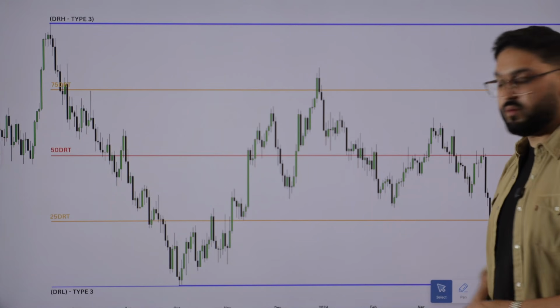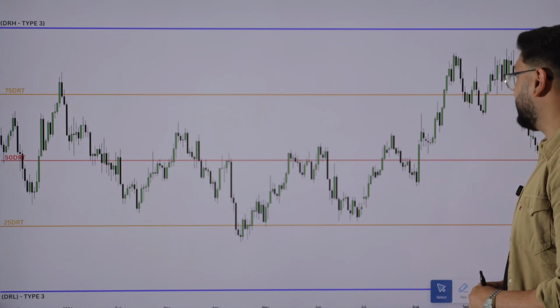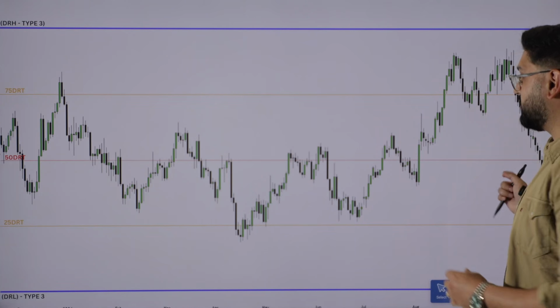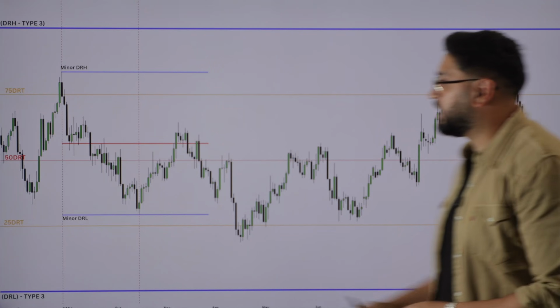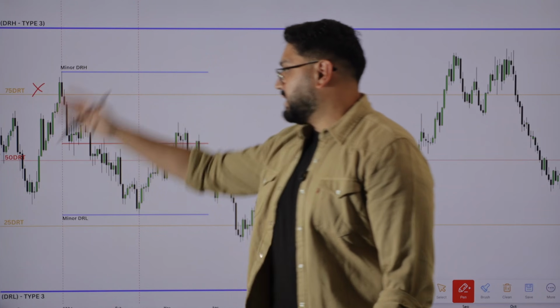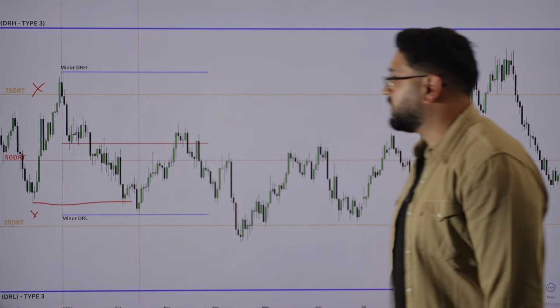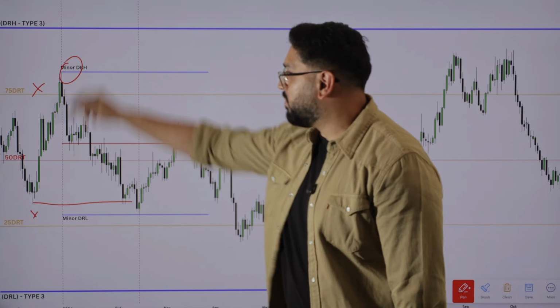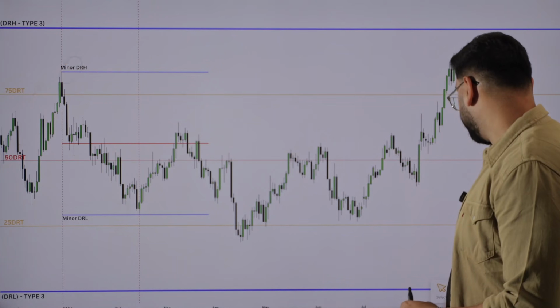Now, let me bring back our DRT levels. And I'm gonna, again, push this chart to the left a little bit more. And then I'm gonna dim them out so that we can see how we have a new dealing range over here. Again, we raided buy side liquidity above the market, and then sell side liquidity below this swing low. Again, forming a new minor dealing range inside of our parent dealing range.